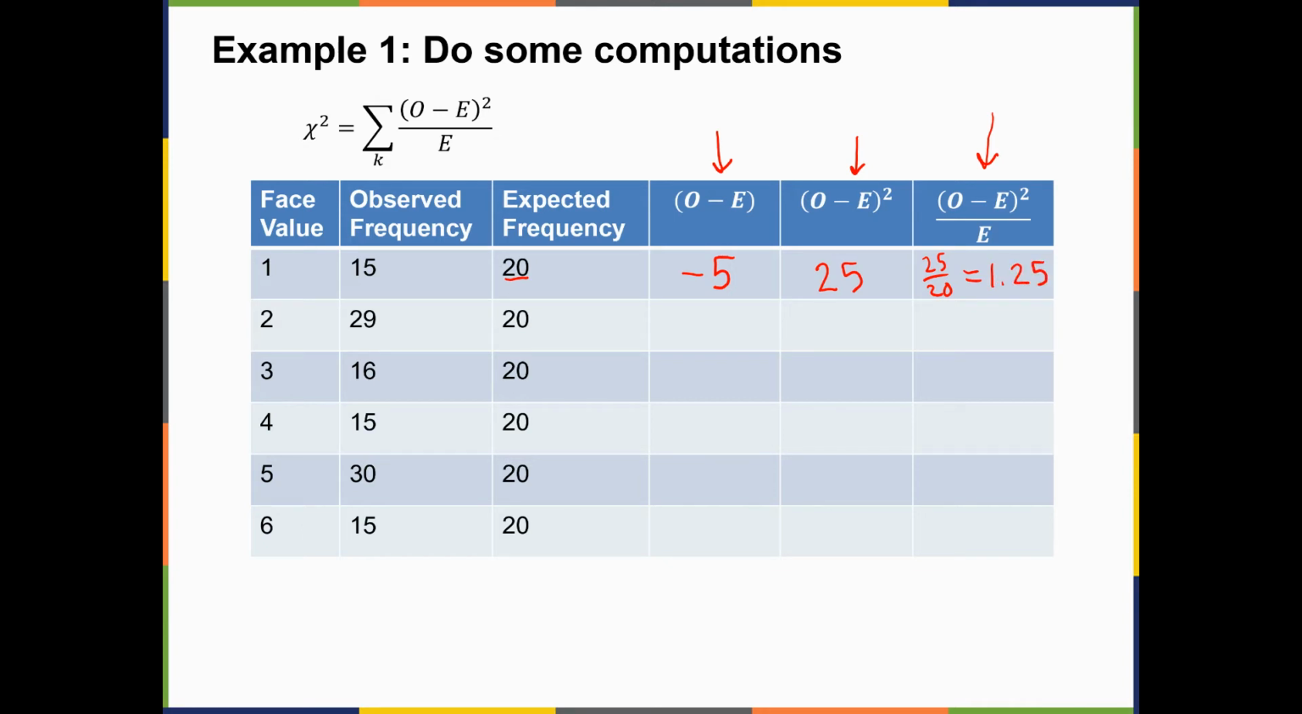Why don't you pause the video and calculate the second row? All right, are you back? Well, let's take O minus E. That's 29 minus 20, which in this case is positive 9. O minus E squared is going to be 9 squared, which is 81. And (O minus E) squared over E is 81 over our expected value of 20, which is 4.05.